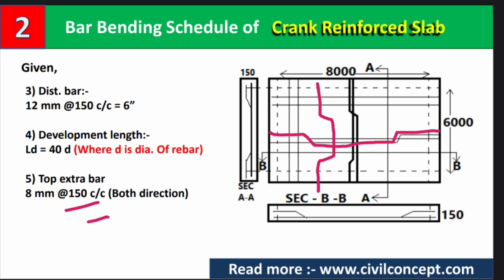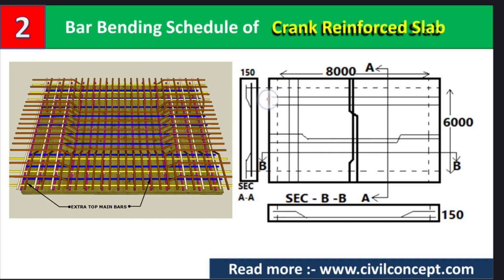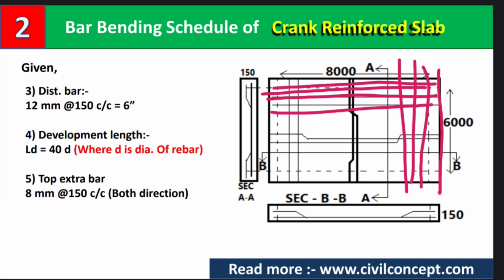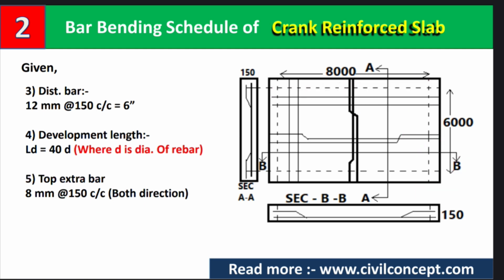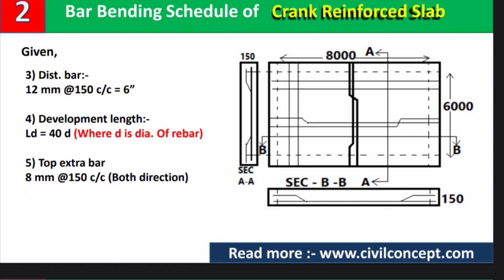At L by 4 distance from this side, and L by 4 distance from this side, we have to provide top extra bars like straight bars. In this direction also we have to provide them up to this L by 4 length. So this is our top extra bar, which is 8 mm, with center to center spacing of 150 mm, which is also 6 inches. You can convert all the dimensions in feet and inch, or in mm.